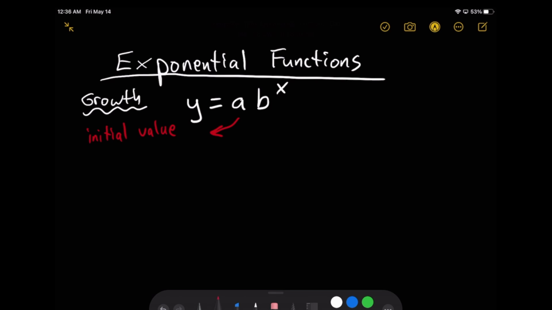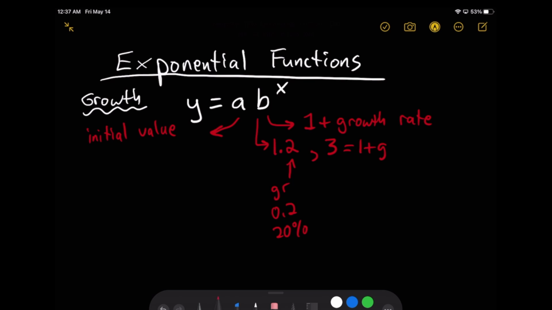B is going to be 1 plus the growth rate. So if I have a growth rate of 20%, so I'm earning 20% interest every month or something, then this value would be 1.2. Or if my bacteria triples every hour, then my B value is going to be 3. So here my growth rate is 0.2 or 20%. Here, this is 1 plus my growth rate, so 3 minus 1 is 2 is my growth rate. So 200% is my growth rate here. So just be careful. The B value itself is not the growth rate. It is 1 plus the growth rate.